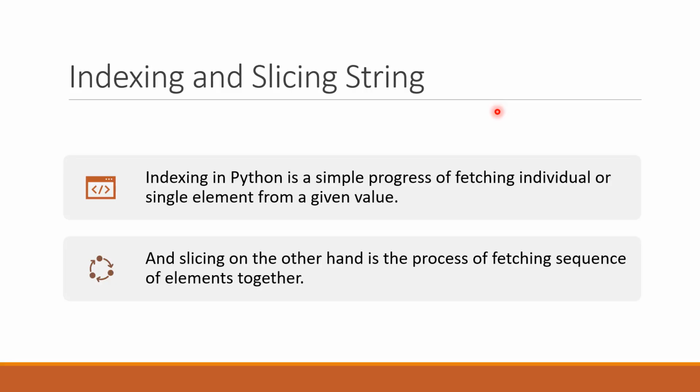Now in Python, we can fetch single as well as sequence of characters from a given string with the help of indexing and slicing. So if I talk about indexing, indexing is a simple process of fetching individual or single elements from a given value. And slicing, on the other hand, is the process of fetching sequence of elements together. But we need to remember one thing, that we can perform this slicing and indexing only on sequence type data. For example, list, tuple, range, and string also is considered as a sequence type data. So we can perform indexing and slicing on string.